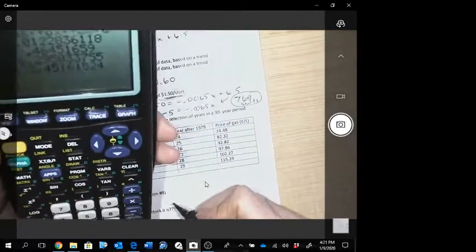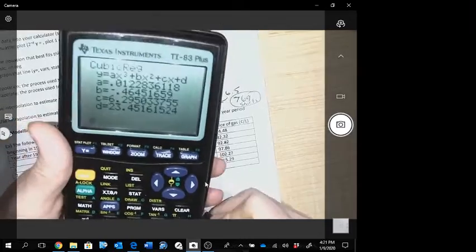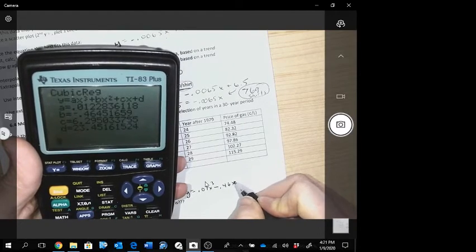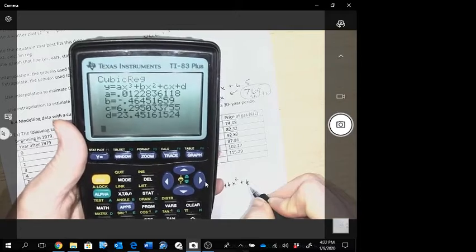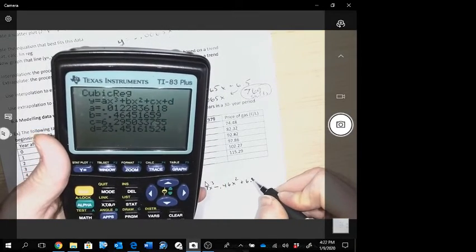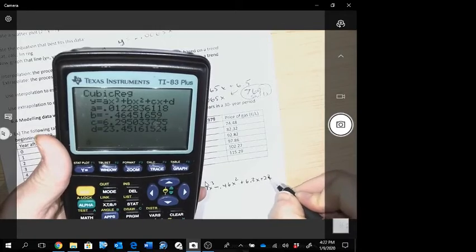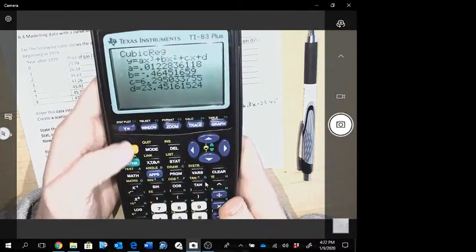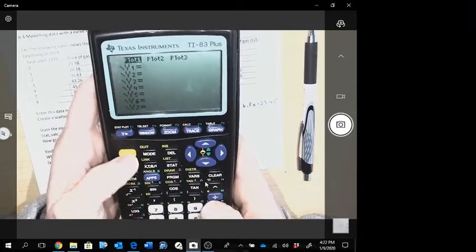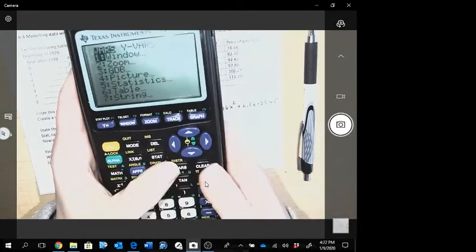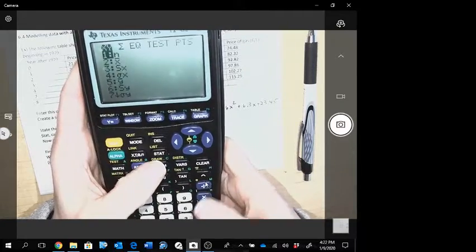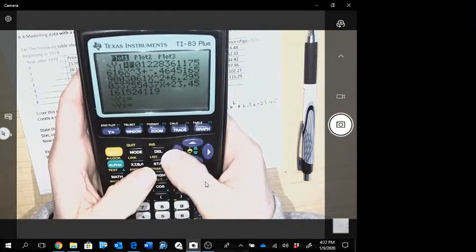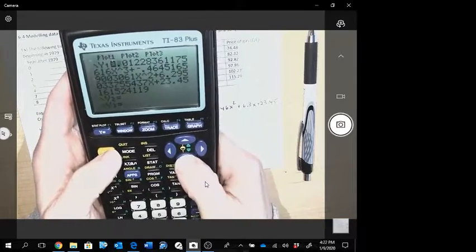So again, like I said before, the last one was really easy to retype, but this one's not. So 0.01x cubed minus 0.46x squared plus 6.3x plus 23.45. So that's the equation it gives me. So I'm going to go into my y equals. I'm going to go to my vars and down to statistics. And I'm going to go to equation, and I'm going to tell it to put that equation in, and it did. Okay, I'm going to turn this plot off because I don't need those points anymore.